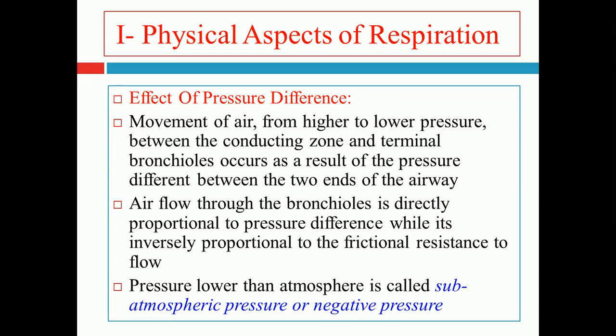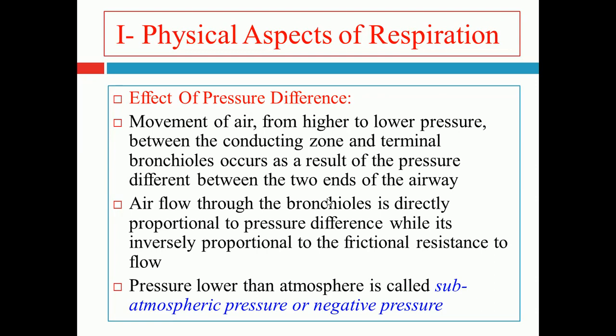So it is obvious that movement of air from higher to lower pressure between the conducting zone and terminal bronchioles occurs as a result of the pressure difference between two ends of the airway. The conducting zone is that zone which we described in our previous lecture, which actually conducts the air through the respiratory system, starting from the nostrils.